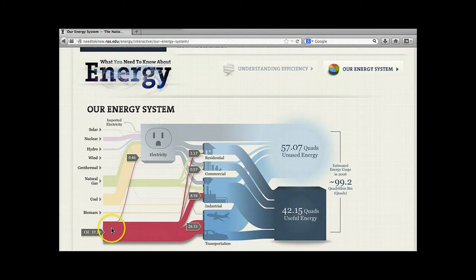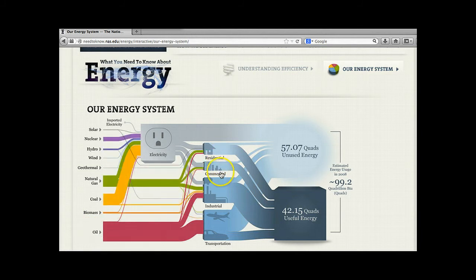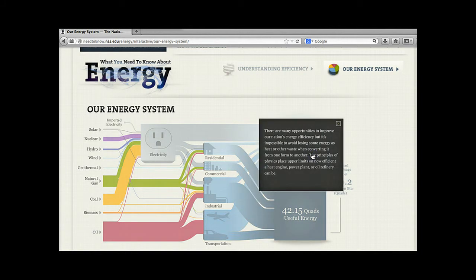which end-use sectors use which primary energy sources, and how much energy is used versus wasted in the whole system. This last figure may surprise you, and we will be learning more about it in Unit 2.